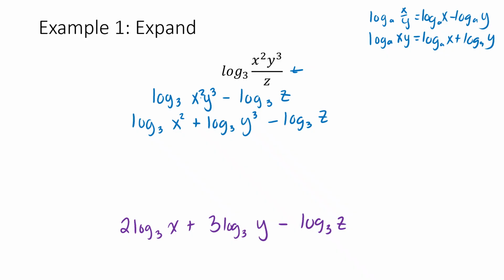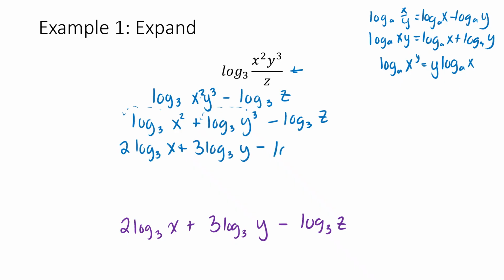And now we apply the last property, which told us that if we had x raised to an exponent, that exponent could come down front. And so the 2 is going to come down in front of this log. And the 3 comes down in front of this log. And there's the answer that I got in one step.